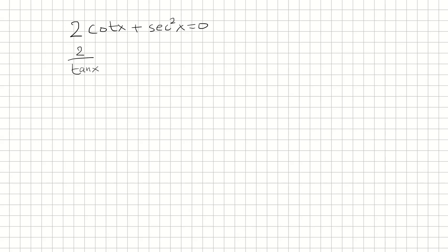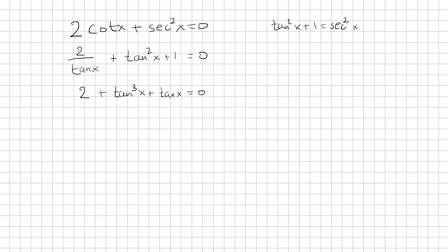And now secant squared, we know that tangent squared plus 1 is equal to secant squared. So we're going to make this substitution. So we have plus tangent squared plus 1 is equal to 0. From here, we can multiply both sides by tangent to get 2 plus tangent cubed plus tangent equals 0.